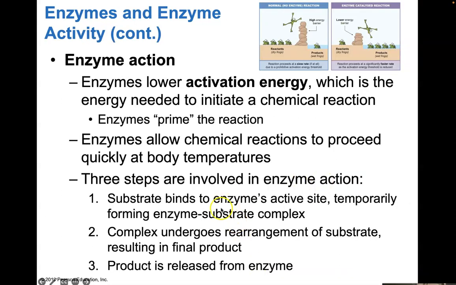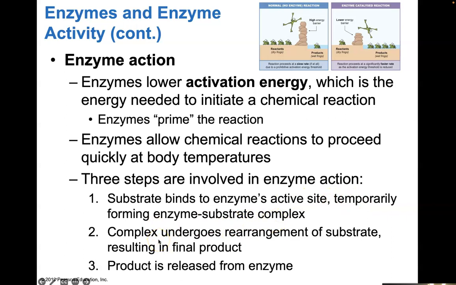And again, enzymes are just lowering that activation energy, the energy that's needed to initiate a reaction. So I love that you can see this nice little diagram of lowering that energy barrier, lowering that activation barrier. And so again, enzymes will allow chemical reactions to proceed quickly at our normal body temperatures. And the 3 steps that are involved in enzyme action, it's really easy. Substrate binds to the enzyme's active site, okay? And it forms the enzyme substrate complex.